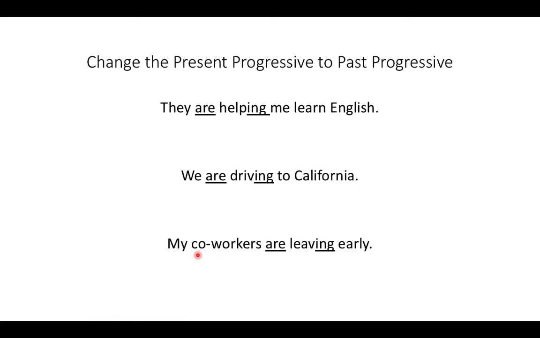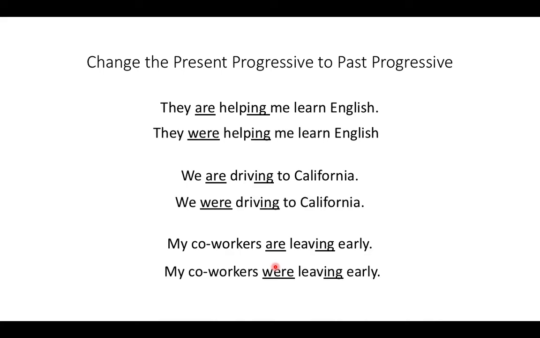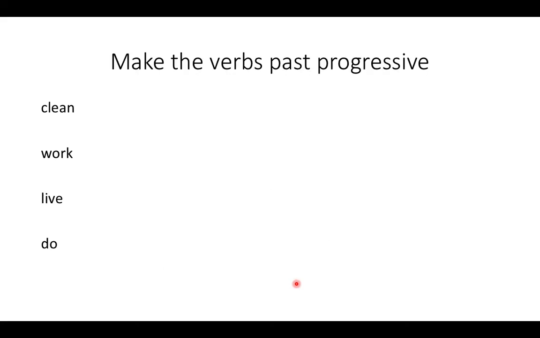When you're talking about other people and there are lots of them, it's plural, like they or we. My coworkers and they mean the same thing, because it's other people and there's a lot of them. So that's why we use the to be verb are, and that's why we change it to were in past tense. So we're going to make present tense verbs, these simple present verbs, into past progressive.